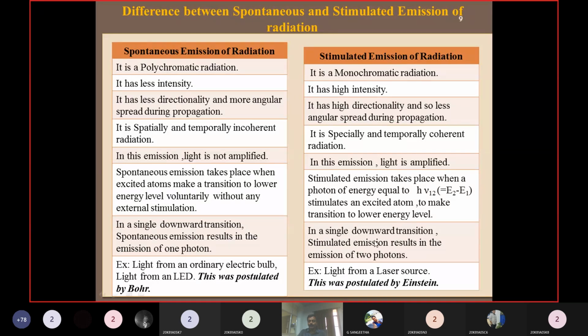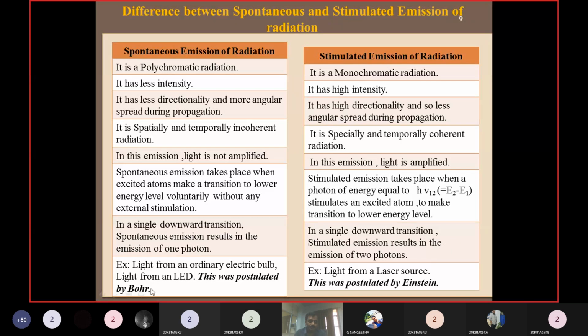In the case of stimulated emission, while the electron comes downward, we are using an external source of light. Due to the electron coming from a higher energy state to a lower energy state, one photon is emitted, and we use one external photon to stimulate it. So two photons will be emitted in a single transition. That's why the intensity will be very high in the case of stimulated emission.